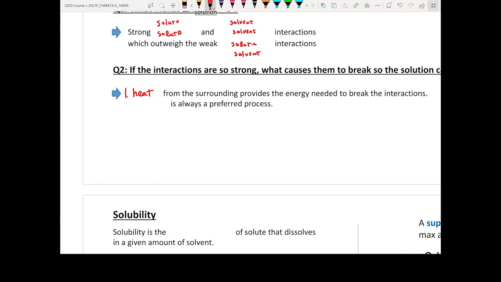Second, we know mixing is always a preferred process. So it's a collective effect of both terms that makes you prepare your solution.